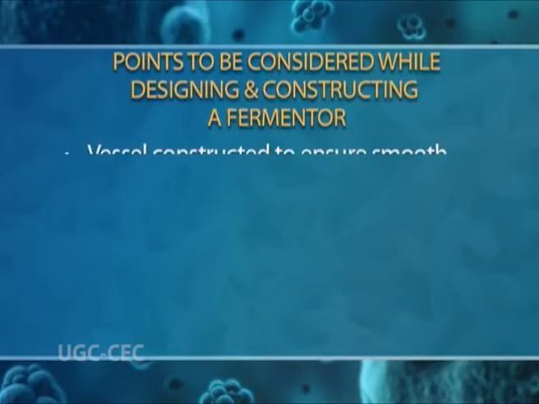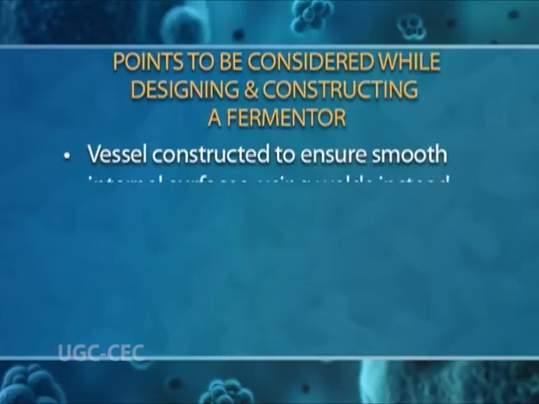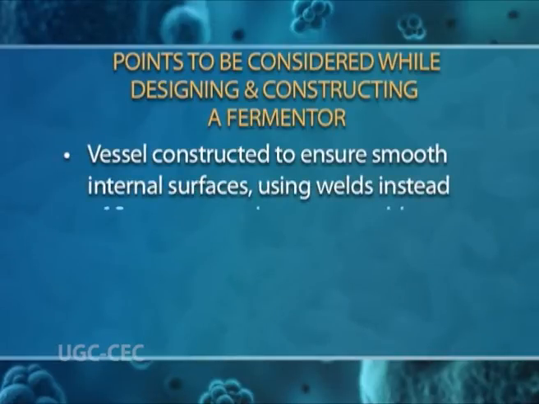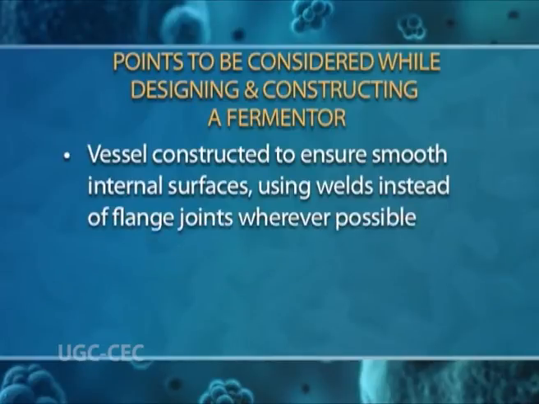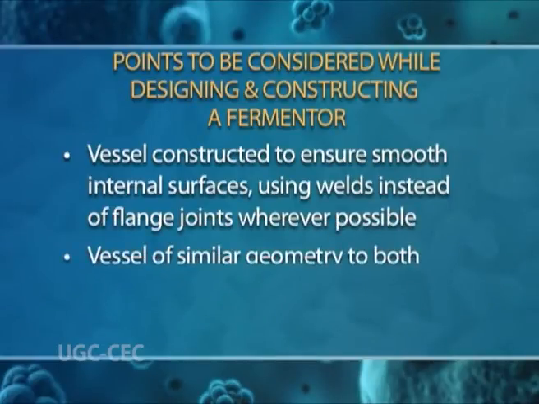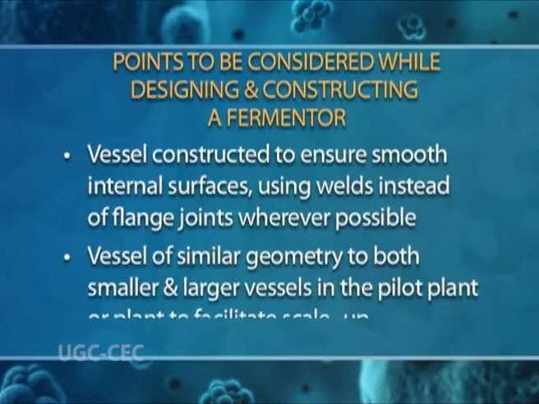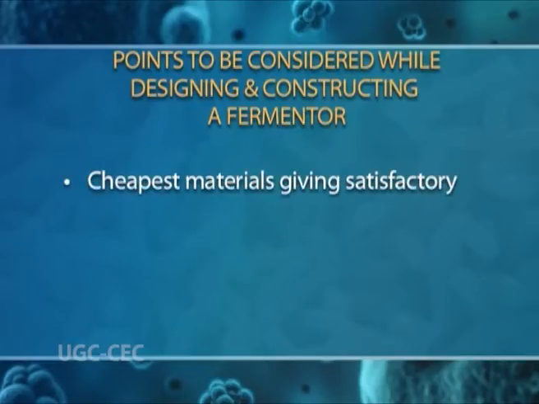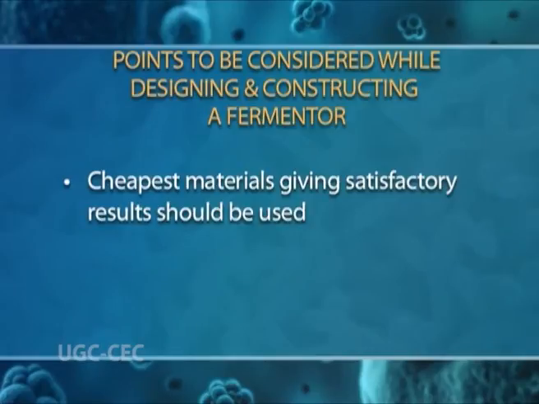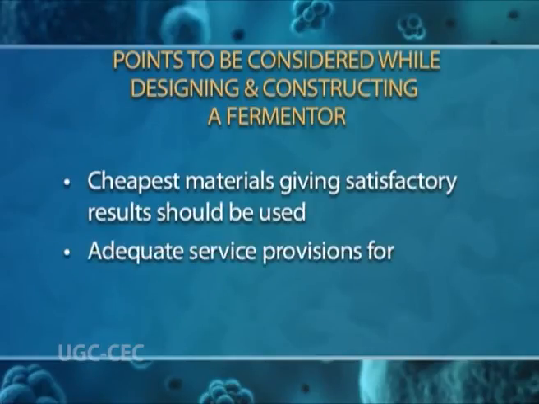The vessel should be constructed to ensure smooth internal surfaces, using welds instead of flange joints wherever possible. The vessel should be of similar geometry to both smaller and larger vessels in the pilot plant or plant to facilitate scale up. The cheapest material which enables satisfactory results to be achieved should be used. There should be adequate service provisions for individual plants.